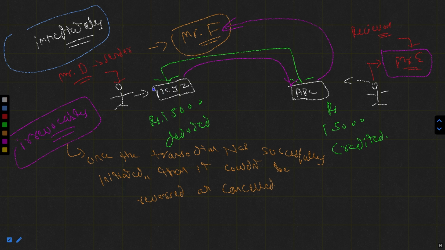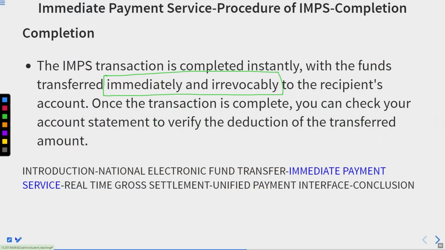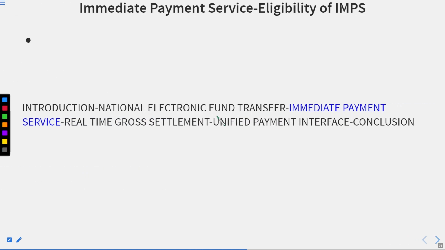It means that if the XYZ proceeds with the request, then Mr. D could not cancel the transaction or reverse it. The amount will be transferred to Mr. F's account instead of Mr. E. So that's why it is advisable to check the information in a double-check manner so that things could be done properly.